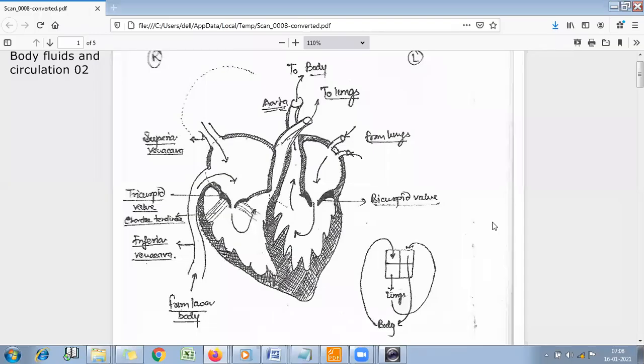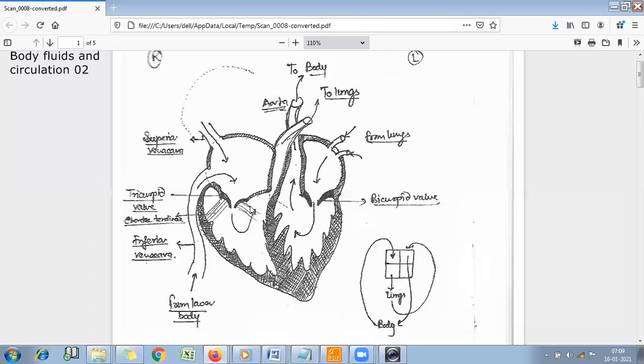Students, we will move forward in our chapter body fluids and circulation. So we have talked about the external and internal structure of the heart. We talked about the atrium and ventricle and these two valves, tricuspid and bicuspid valve. We need to know that two more valves are present between the ventricle and arteries, and these valves are called semilunar valves.